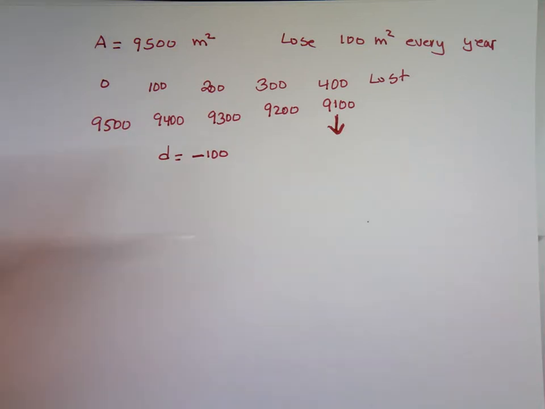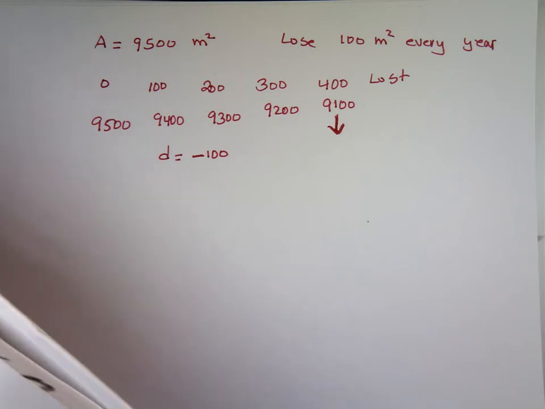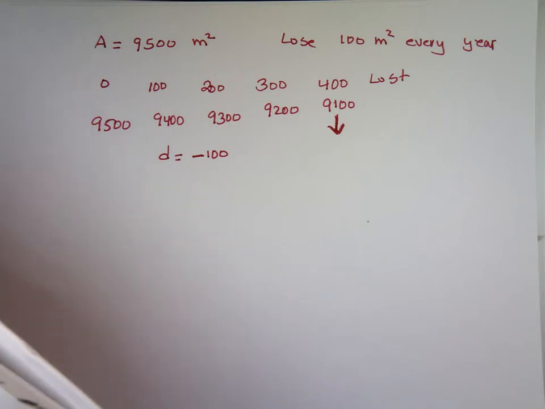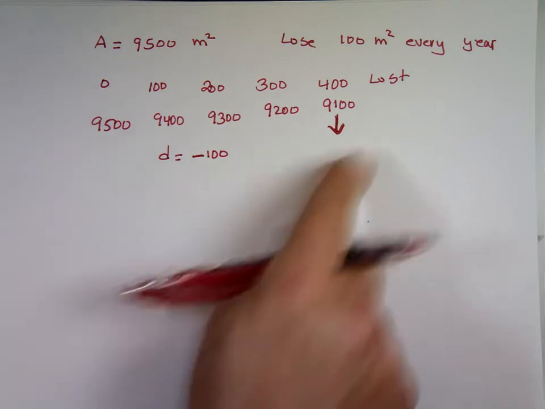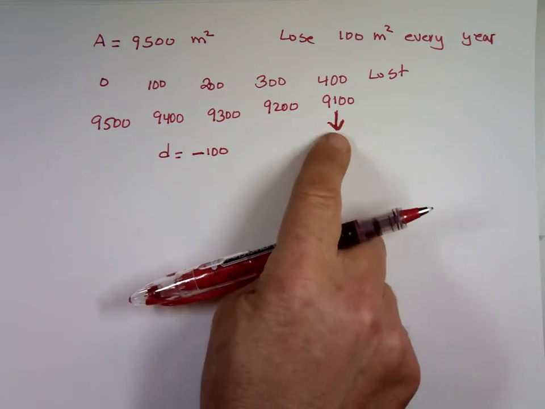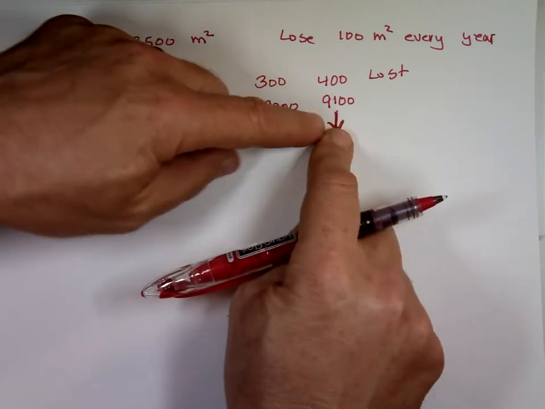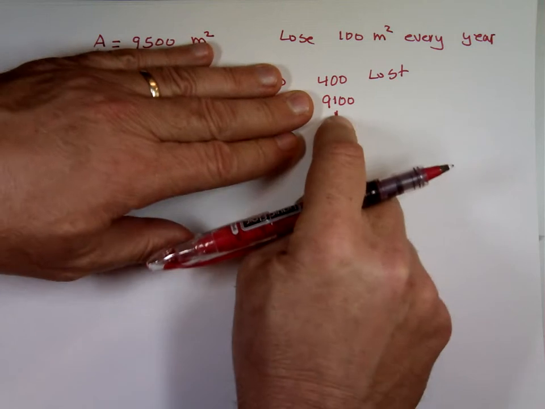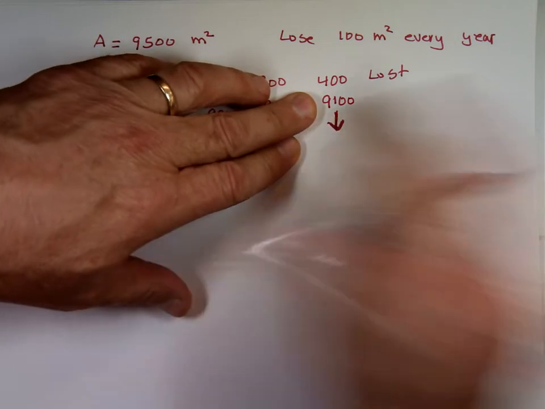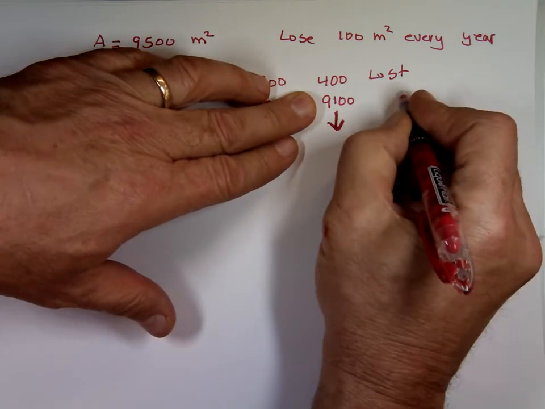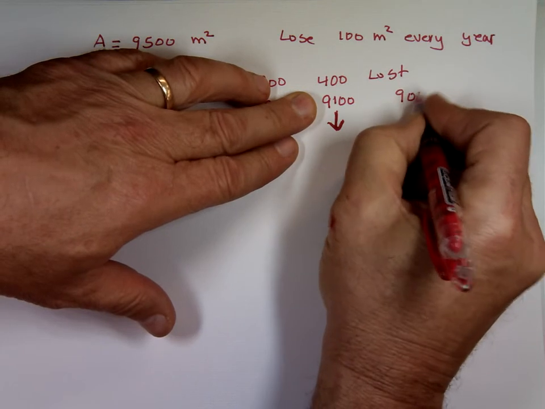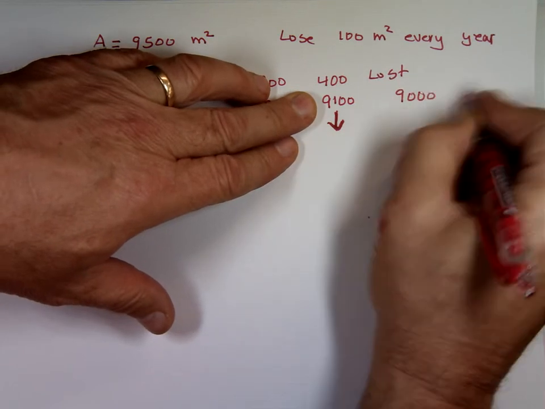What was the question? If they lost one, what will be its area? 8 years, so what's left? So let's use that one, and let's use this as 8 years from this date, right? If I look at the sequence from here as my new sequence, this is 9,100 right now. Next year is going to be what? 9,000, right? Next one is what? 8,900.